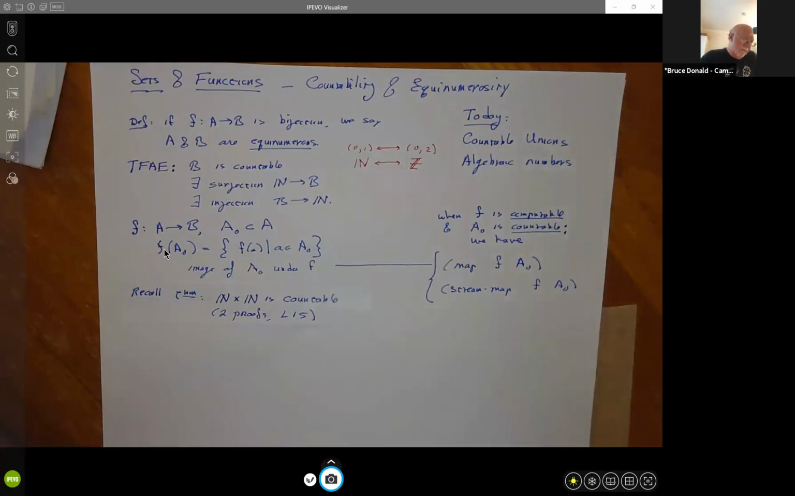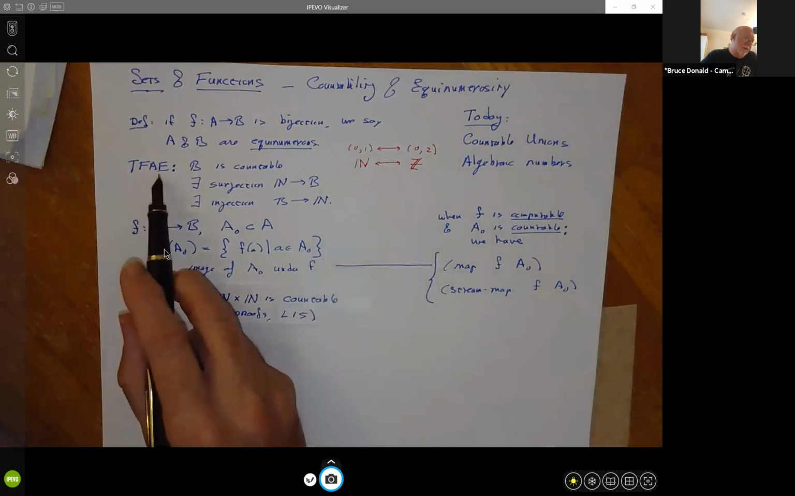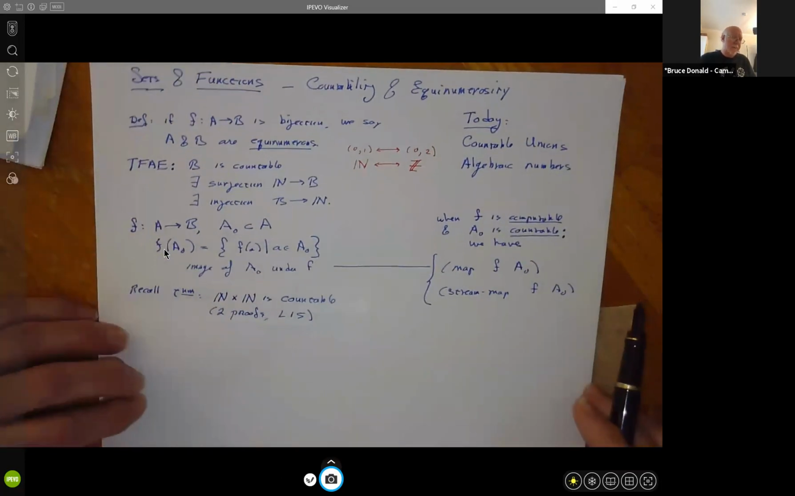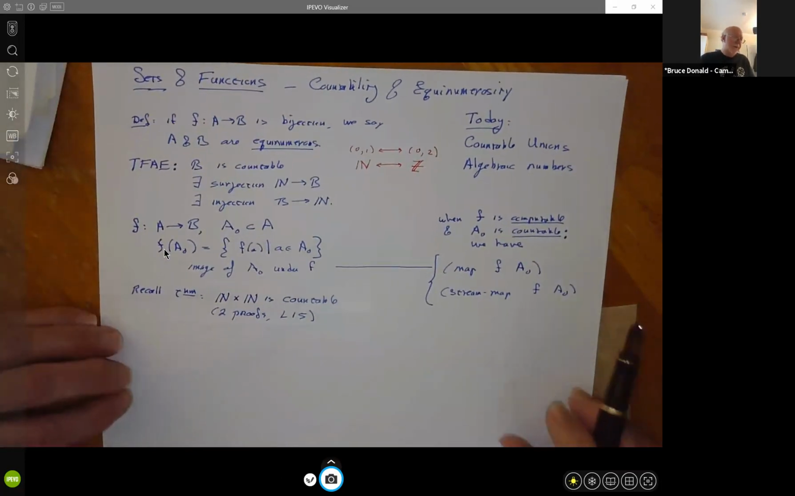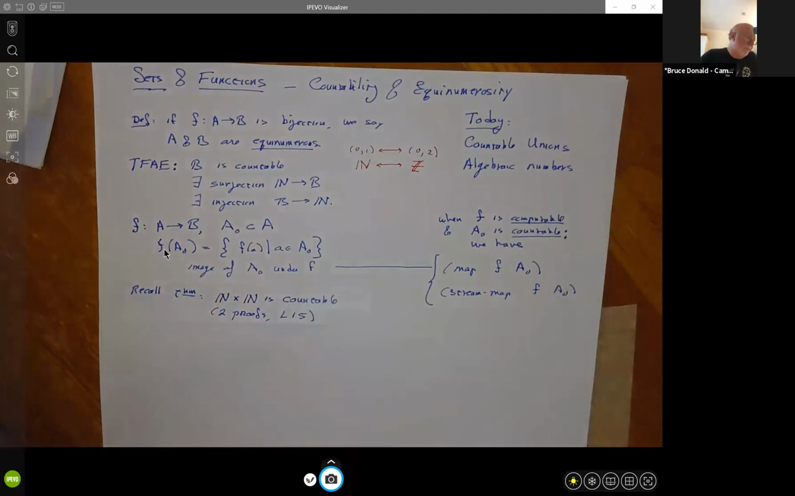What does the TFAE stand for? The following are equivalent. So three statements, all of which are equivalent, meaning each one is true if and only if any other one is true. This is new terminology you haven't seen before. It's just jargon, but it makes our work a little lighter to have this.